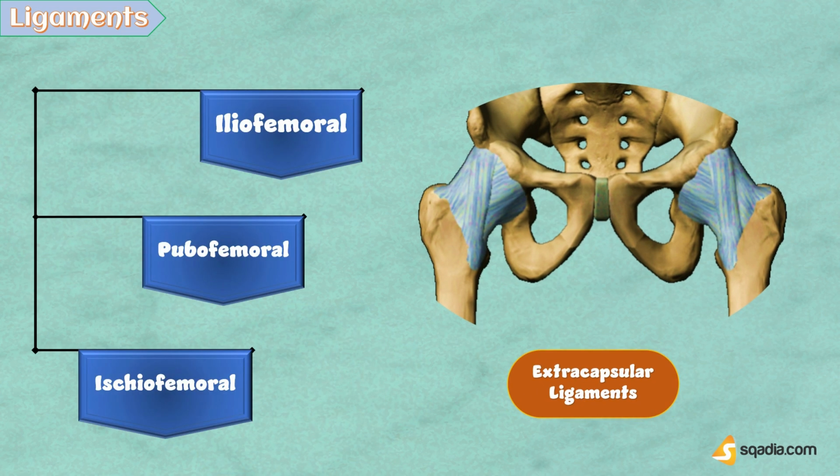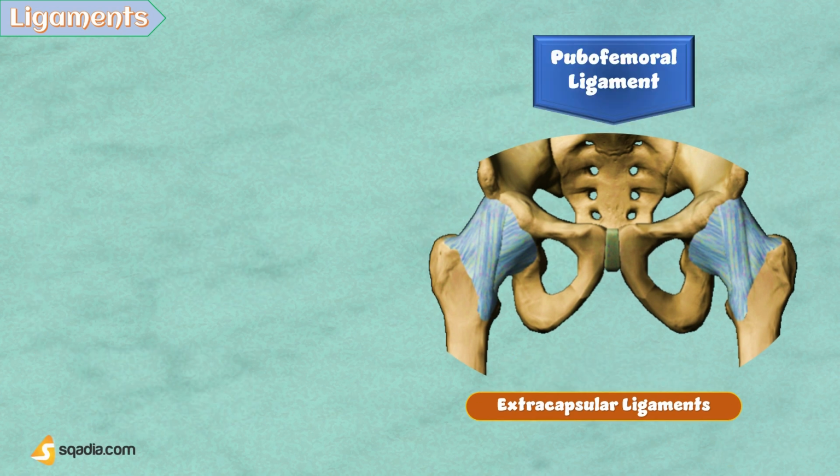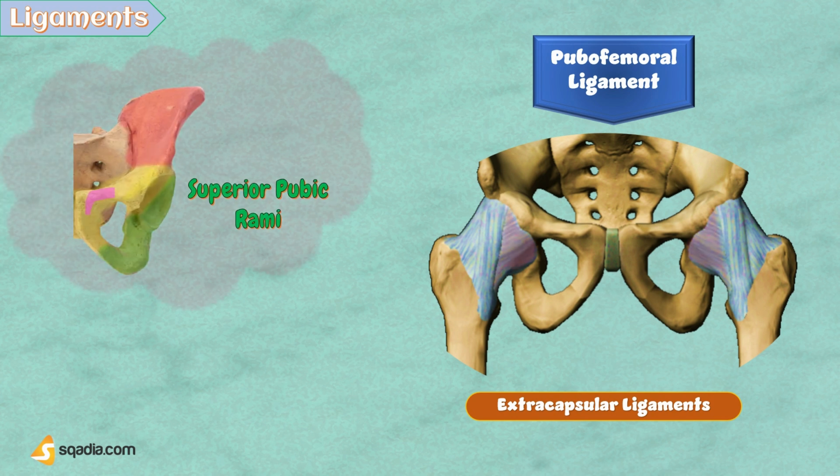The second extracapsular ligament is called the pubofemoral ligament. The pubofemoral ligament spans between the superior pubic rami, the bony extensions on the front of the hip bone, and the intertrochanteric line of the femur. It has a triangular shape and reinforces the capsule anteriorly and inferiorly, preventing excessive abduction and extension.